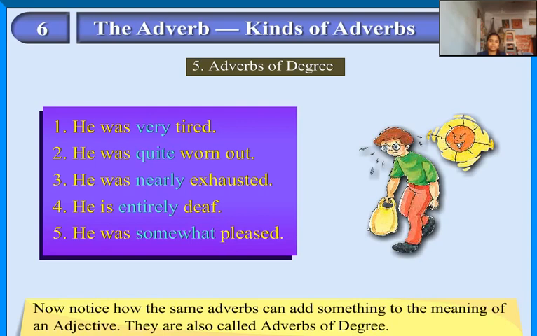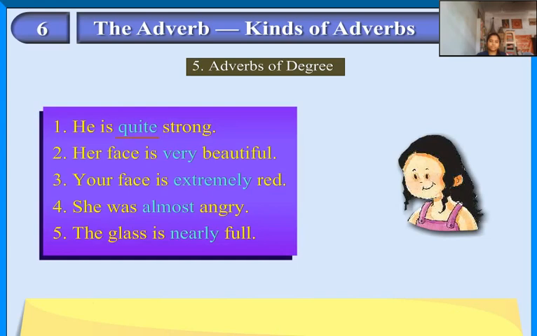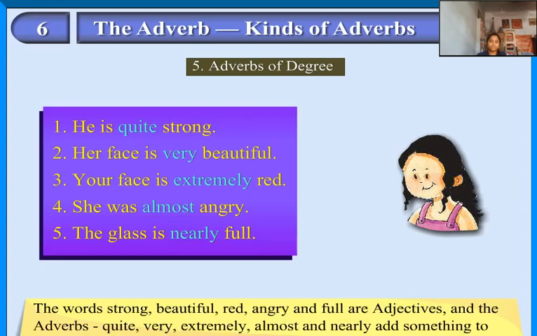Now notice how the same adverbs can add something to the meaning of an adjective. They are also called adverbs of degree. He is quite strong. Her face is very beautiful. Your face is extremely red. She was almost angry. The glass is nearly full. The words strong, beautiful, red, angry and full are adjectives, and the adverbs quite, very, extremely, almost and nearly add something to their meaning.